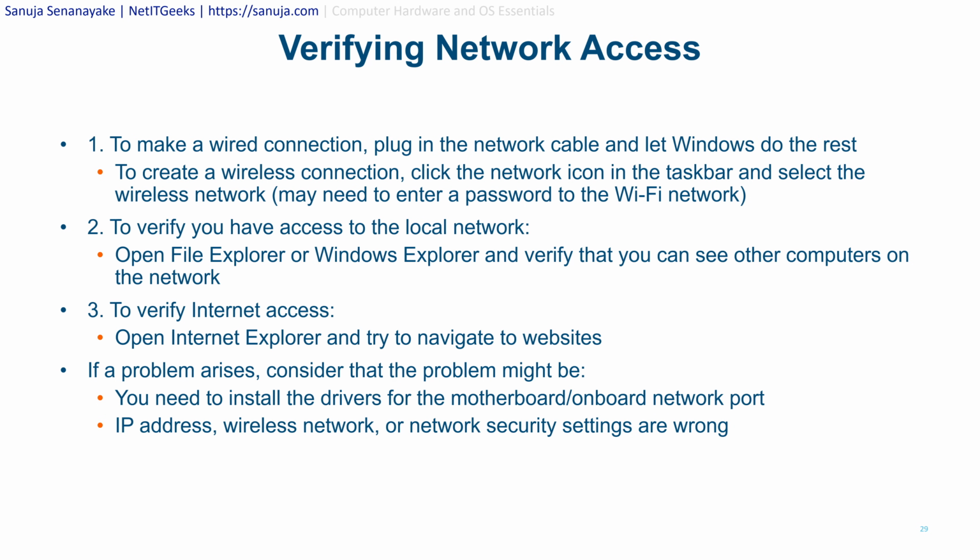Next thing we need to do is to verify that you have access to the local network. Open File Explorer or Windows Explorer and verify that you can see the other computers on the network. This is especially useful in home environments or private network environments. This is not the case if it is a public environment, and I have already explained those differences in my previous lecture. Then you need to verify the internet access.